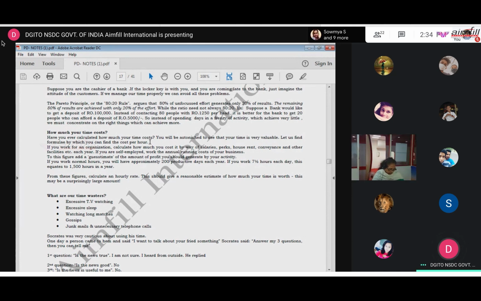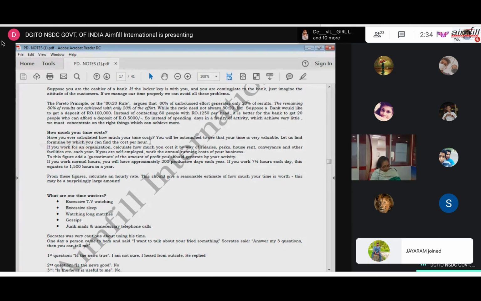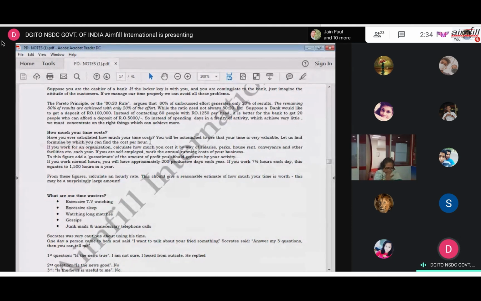Now, 4th, number of hours per week. We work 8 hours a day. Average I'm taking, I'm not taking cabin crew work. 8 hours a day into 6 days. Sunday is out, we say Saturday we are working. So 8 times 6 are 48 hours a week we are working.